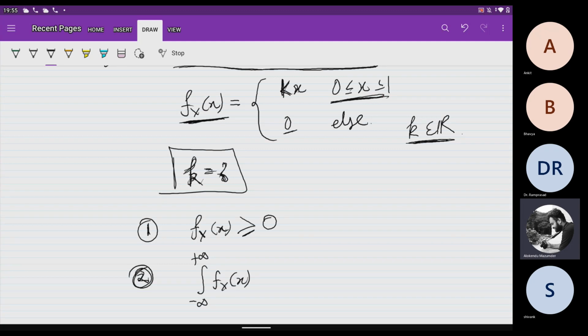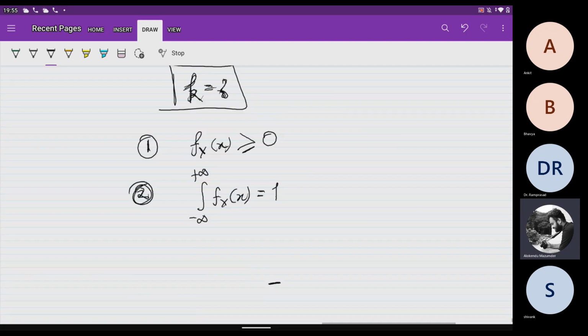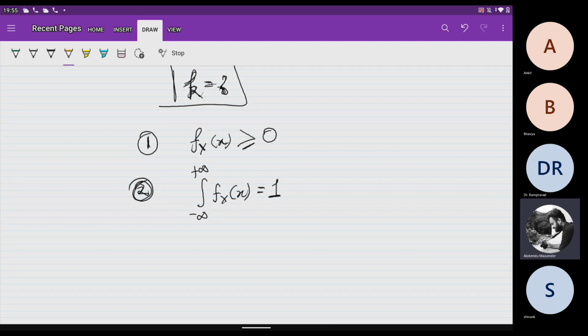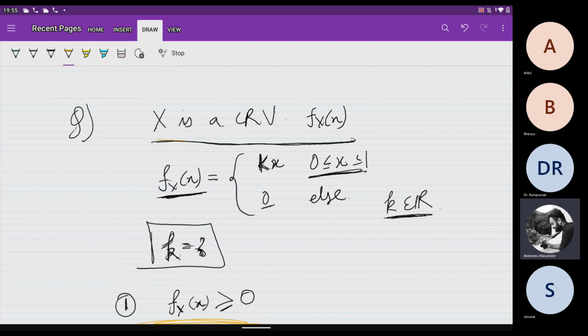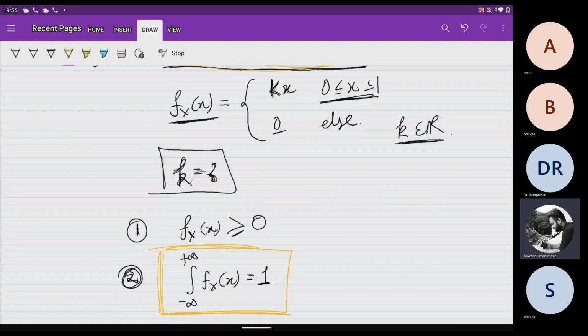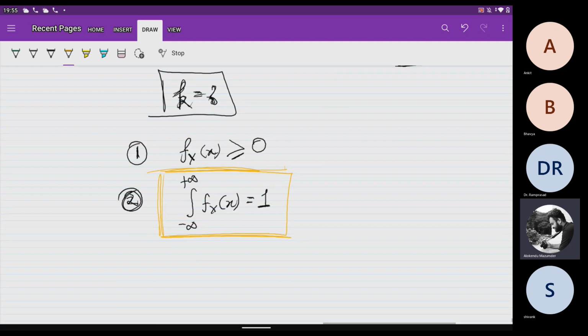actually someone has said k equal to 1 or k equal to 2, I think. So that will be the correct one. And the second one, I think this particular property can help us. If I claim that f of x is a continuous random variable, it should satisfy this property.